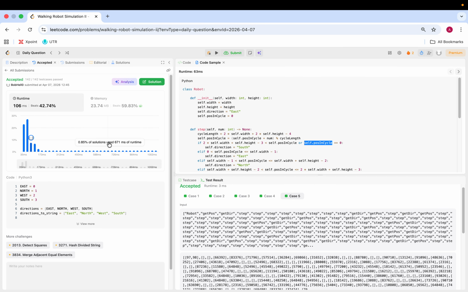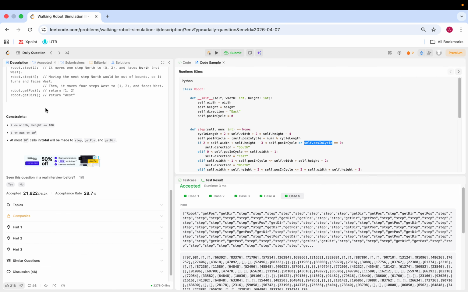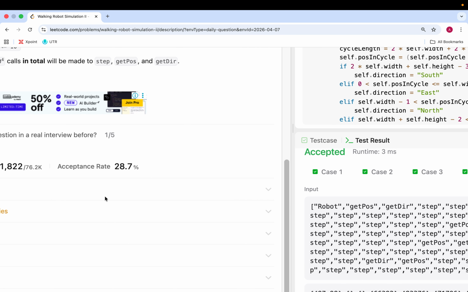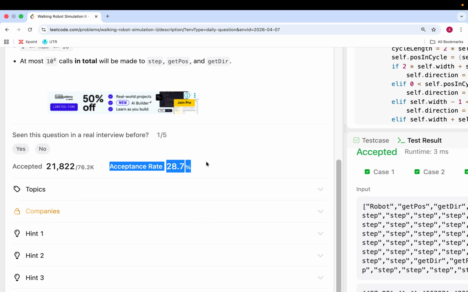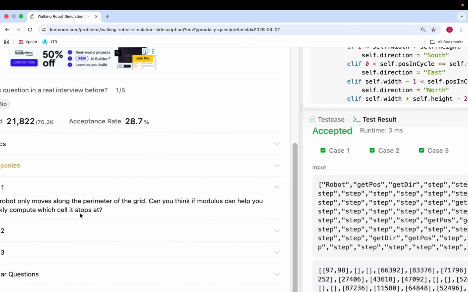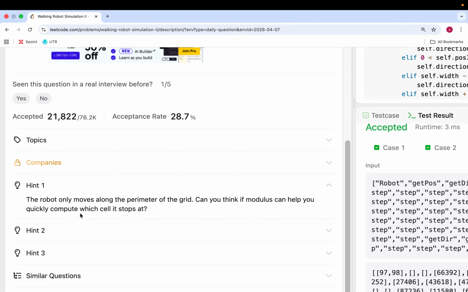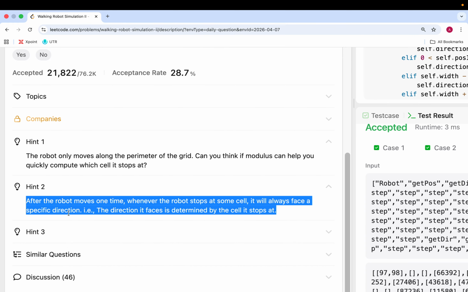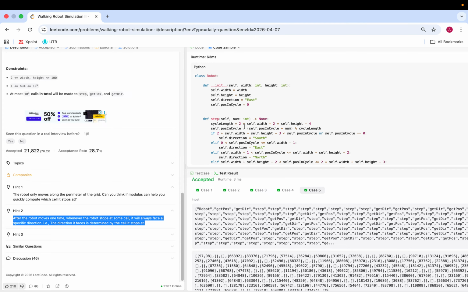I'm kind of done with the question. I'm annoyed at myself. It's not a good LeetCode. To be fair, acceptance rate is pretty low, but I'm assuming that's just everyone making silly mistakes. If modulus can help you, yeah. Maybe I didn't have to do that.